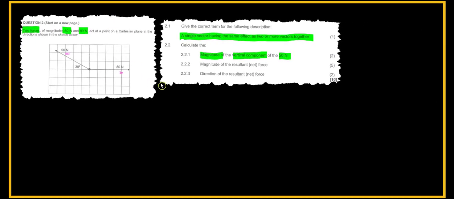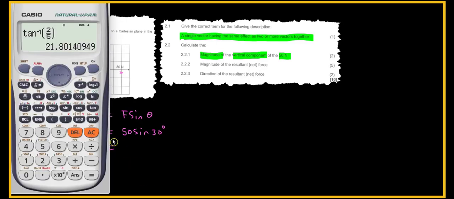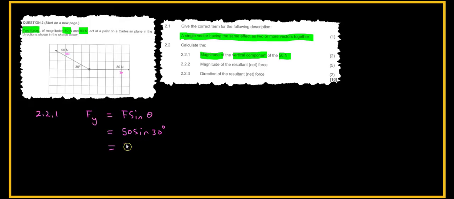Question 2.2.1: calculate the magnitude of the vertical component of the 50 newton force. The vertical component is my Fy, which is F sine theta, which is equal to 50 sine 30 degrees. Let's see, 50 sine 30, we get 25.